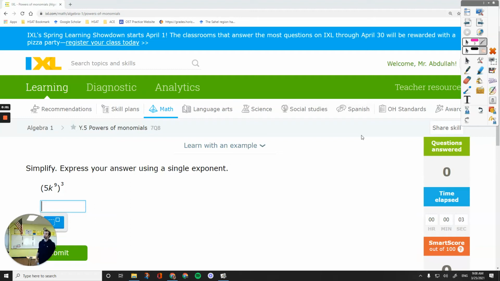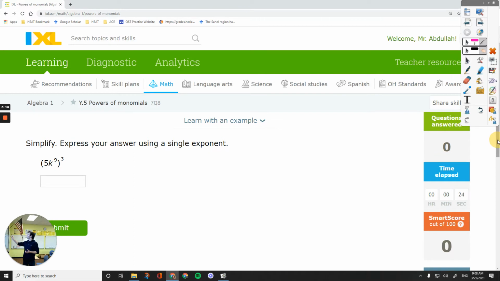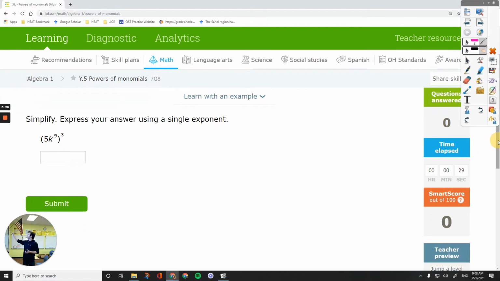Hello everyone, in this video we are going to learn how to simplify exponentials by dealing with operations in between powers. We are working on IXL Algebra 1 Y.5 Powers of monomials, so you need to know the exponential rules and how to deal with them to complete this assignment. So let's start with the first question.